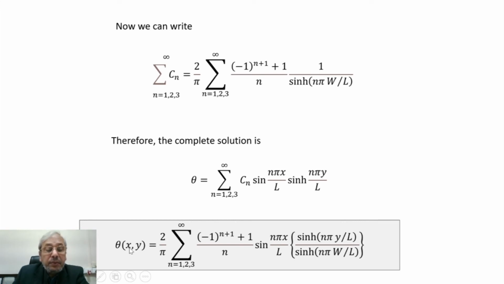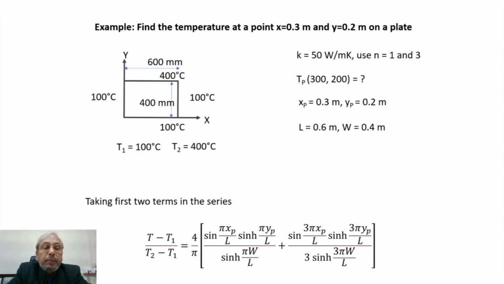We have to substitute the correct value of x and y, and depending on x and y coordinate, we can get exact value of theta anywhere on the plate. That is the beauty of analytical solution. Now we'll take up an example where we will find out temperature at a specified location in the domain, or any given location in the domain. We'll specify where we want.